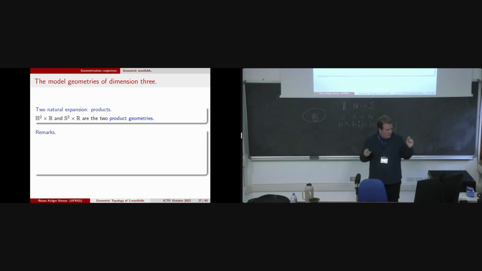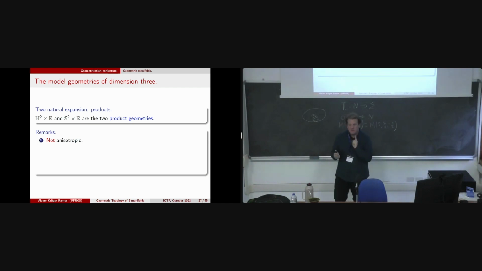Okay, so H2 cross R and S2 cross R are the two product geometries, and some remarks about them. They are not isotropic because you can differentiate at least one direction. If you are in H2 cross R, you know that this side is R. You can look at your point and identify this is the R and this is H2. I cannot say where in H2 I am, because H2 is homogeneous, but H2 cross R is not isotropic.